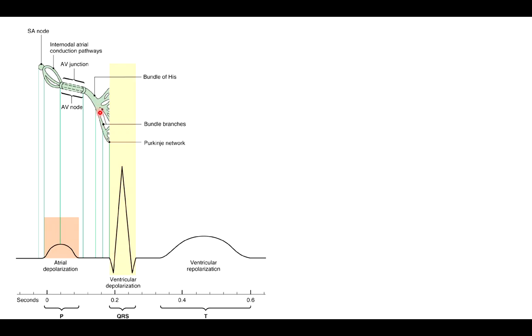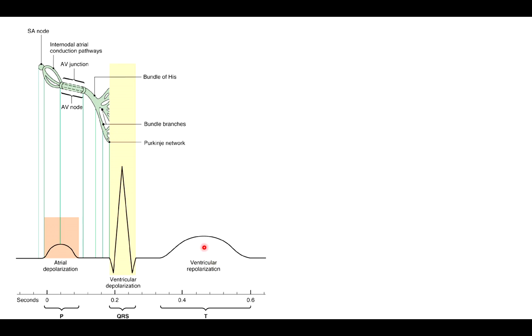Now, the electrical impulse continues down the bundle branches and Purkinje fibers, initiating ventricular depolarization. And that ventricular depolarization, as you guessed, much like atrial depolarization, facilitates activation and contraction of the ventricles. That facilitates blood moving out to the lungs and the rest of the body.